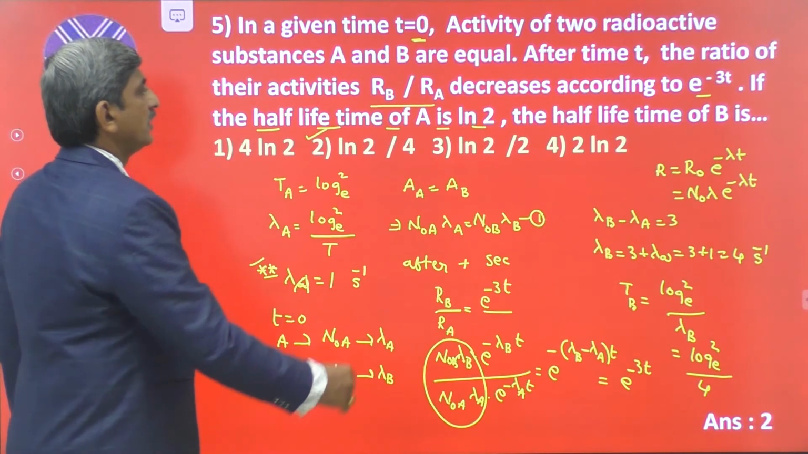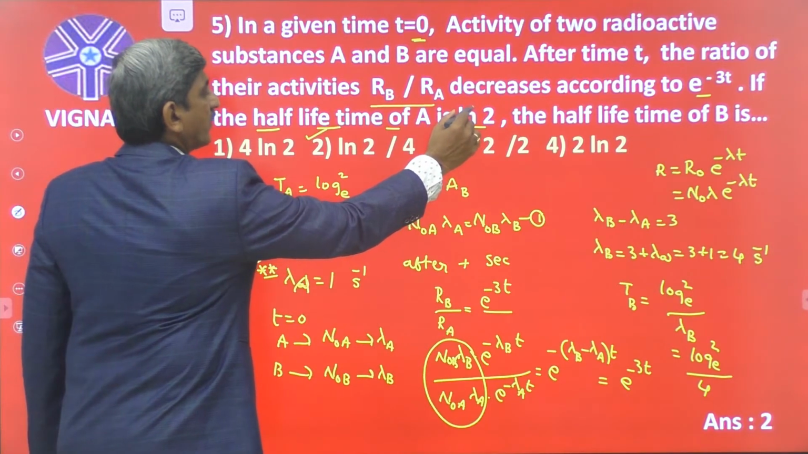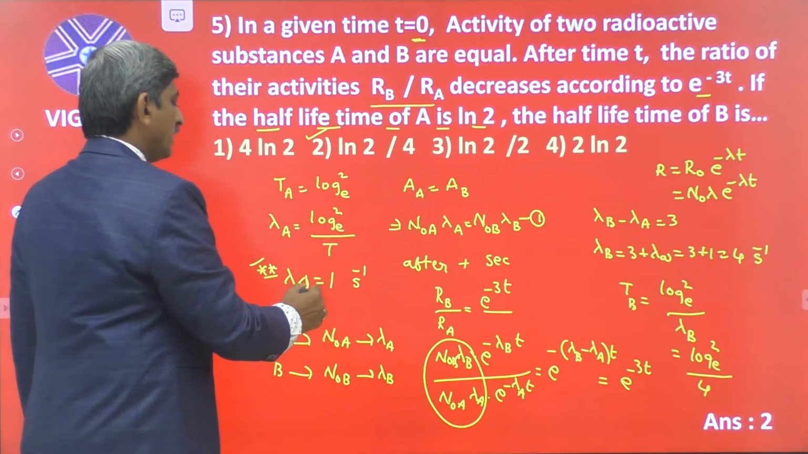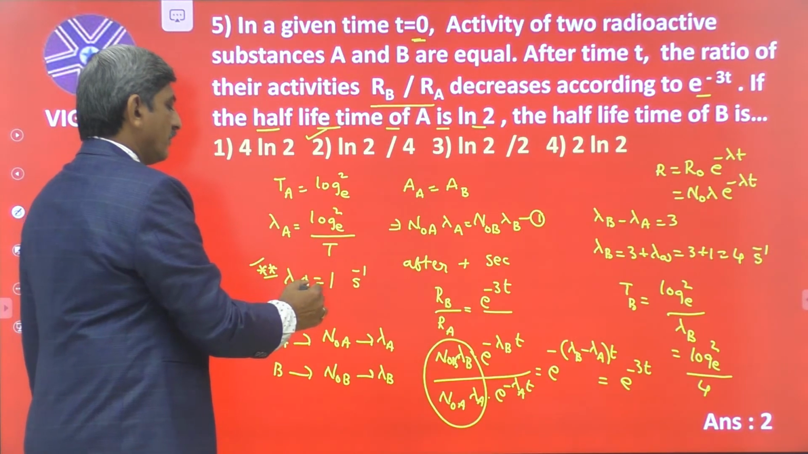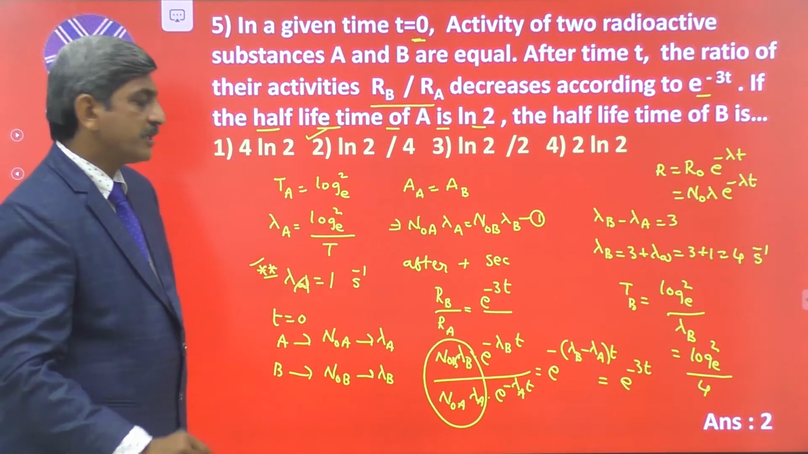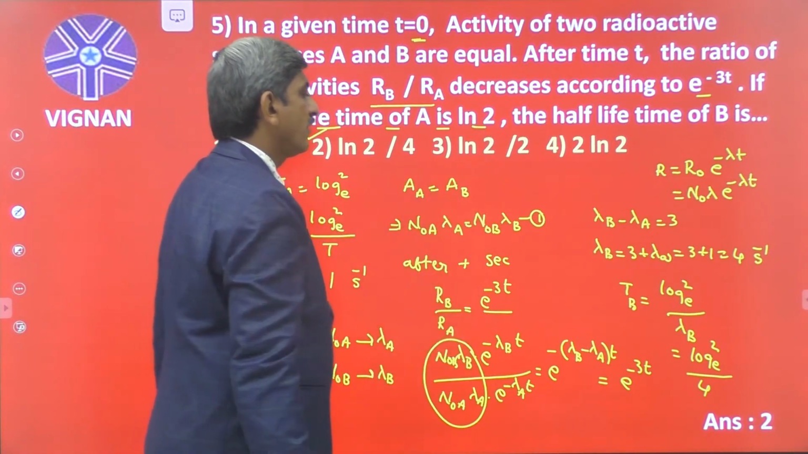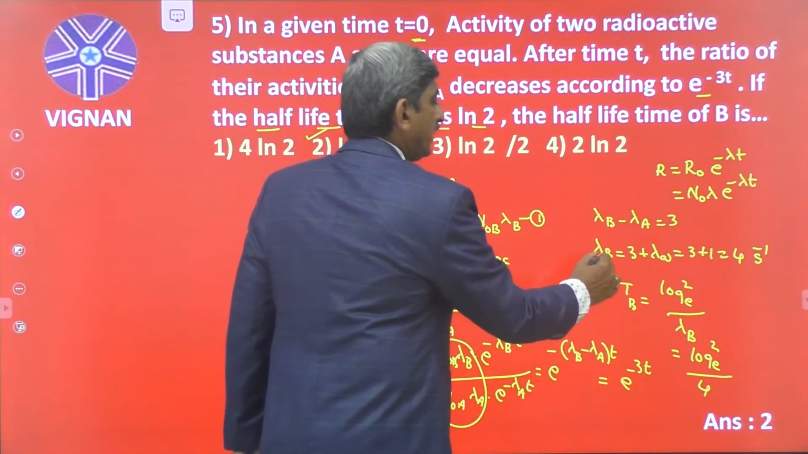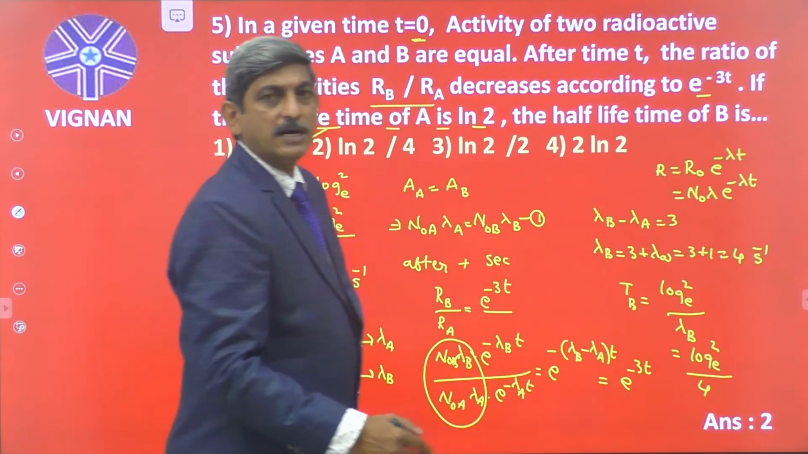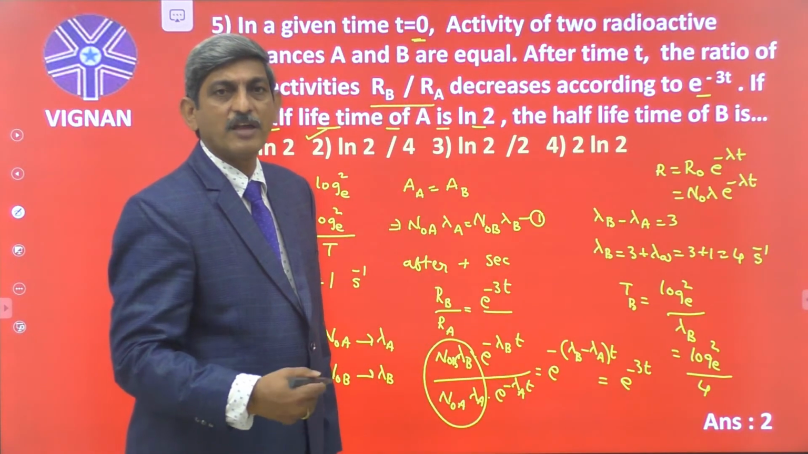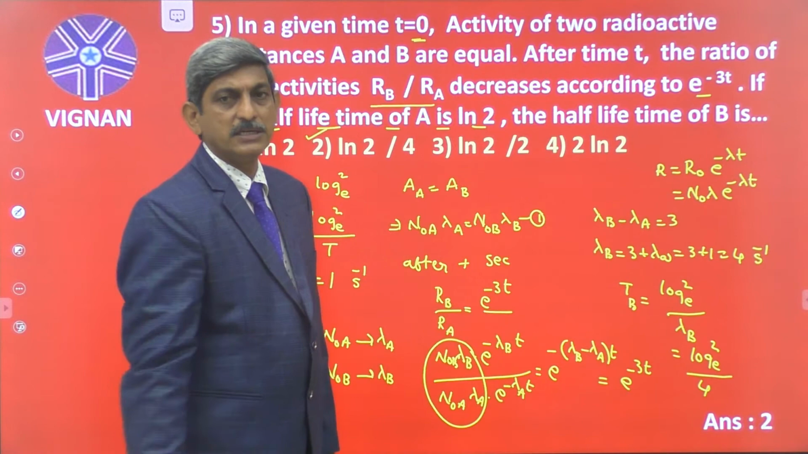First of all, using the half lifetime of the sample A, we calculate the decay constant of A. Then, using the given relation, we find out the decay constant of the sample B. After that, the half lifetime of the sample B is calculated.